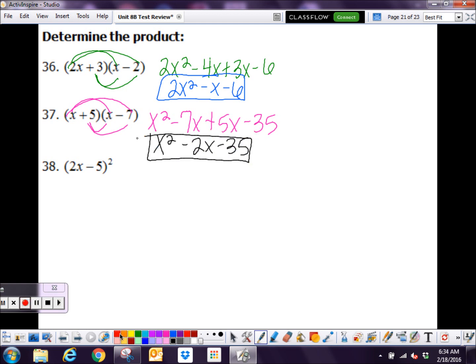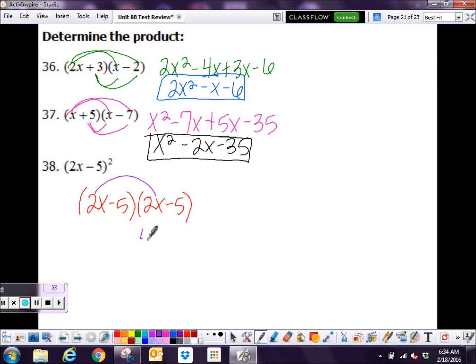And a problem that a lot of y'all missed on the last test, even though we tell y'all you cannot do this, you cannot take that little 2 and distribute that inside. You have to expand this into 2x minus 5 times 2x minus 5. I promise there's not a shortcut here. Okay, well there is, but we didn't teach it to you. Okay, so you have to expand this and then you need to FOIL.